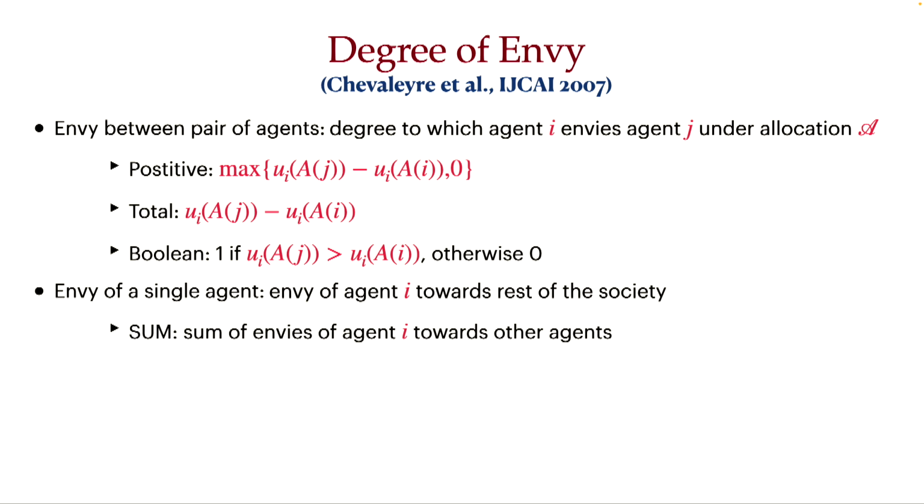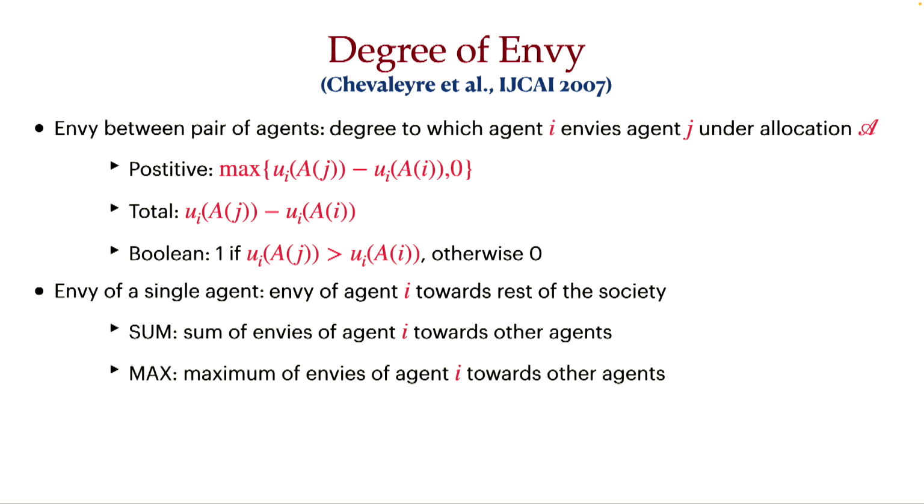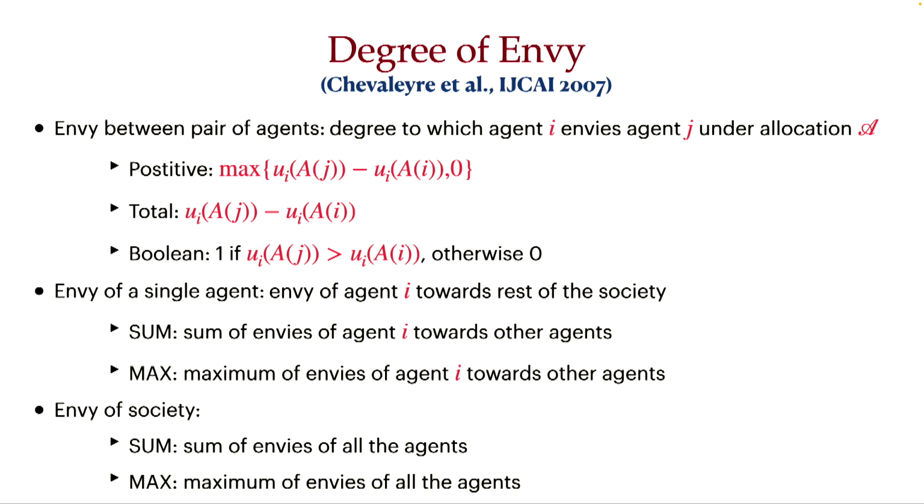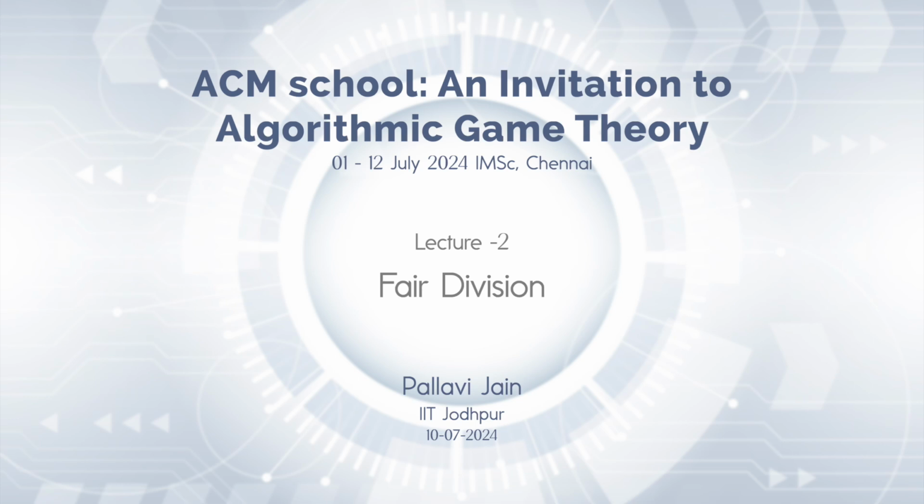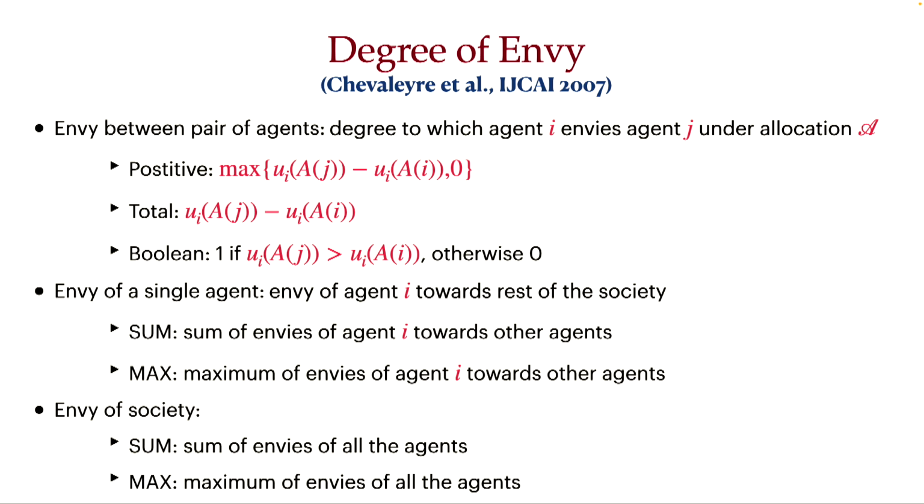So, I can take the summation, and I can also take the max, my maximum envy towards this society. And then people study the envy of society. Now, this is the final notion. Again we can talk about summation, we can talk about maximization, and this we would like to minimize. Most of these problems are hard, meaning we cannot hope for a polynomial time solvable problem. So, here the question is that you can take all possible combinations.